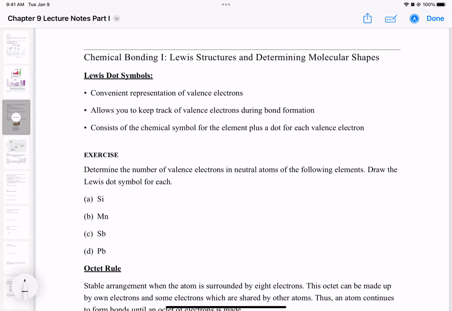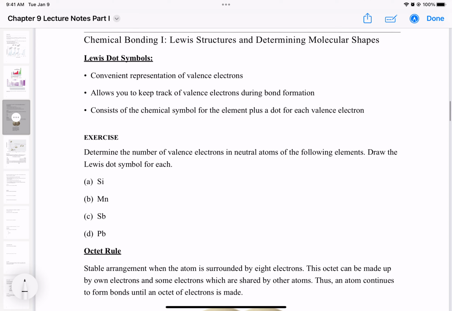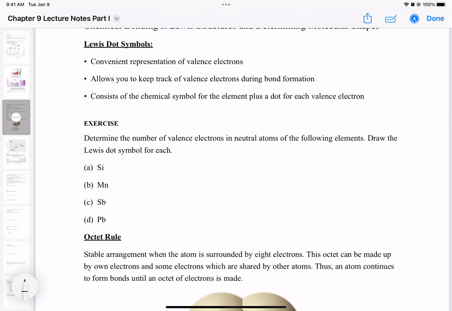How we draw these symbols is we have a chemical symbol. And then, if you've heard of electron dot symbols, we put dots around the element for each valence electron that it has. Okay? All right. So let's think about silicon. Let's do this exercise here, now that we've learned about these Lewis dot symbols. So, silicon.